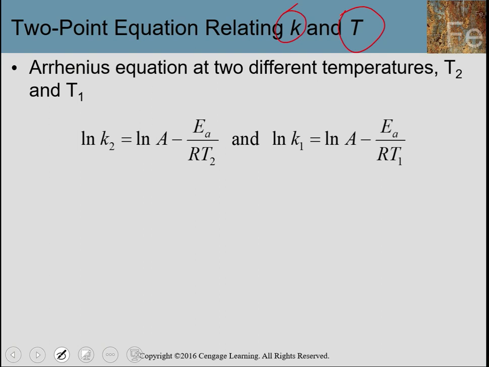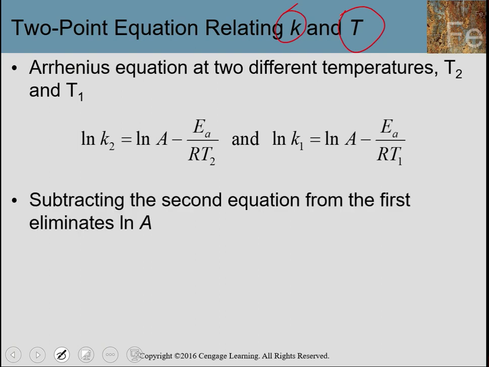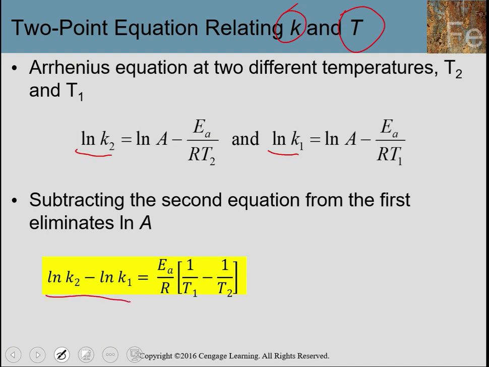Now, activation energy does not change. A does not change with temperature, so those are the same on both sides. So if I take these 2 equations, one for temperature number 1 and one for temperature number 2, and I subtract them from one another, what I get is ln K2 minus ln K1. And then the ln A's are going to cancel one another because one is subtracted from the other. And then I'm going to get negative Ea over RT2 minus a negative Ea over RT1.